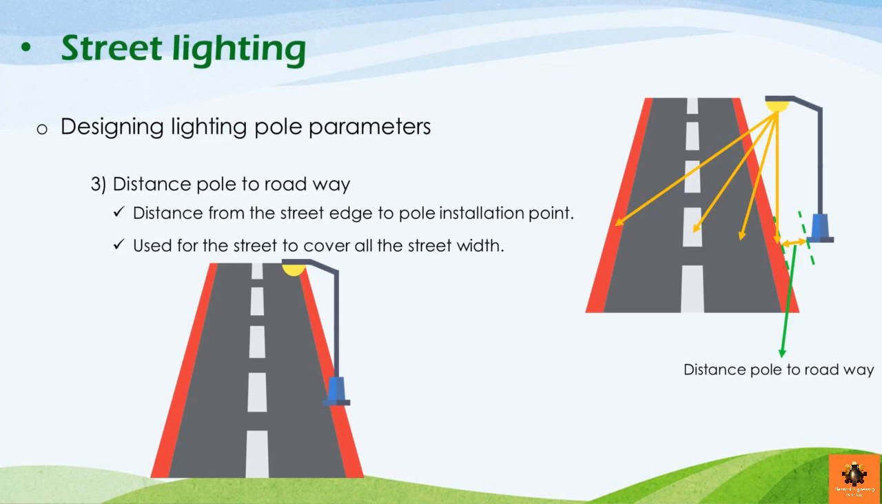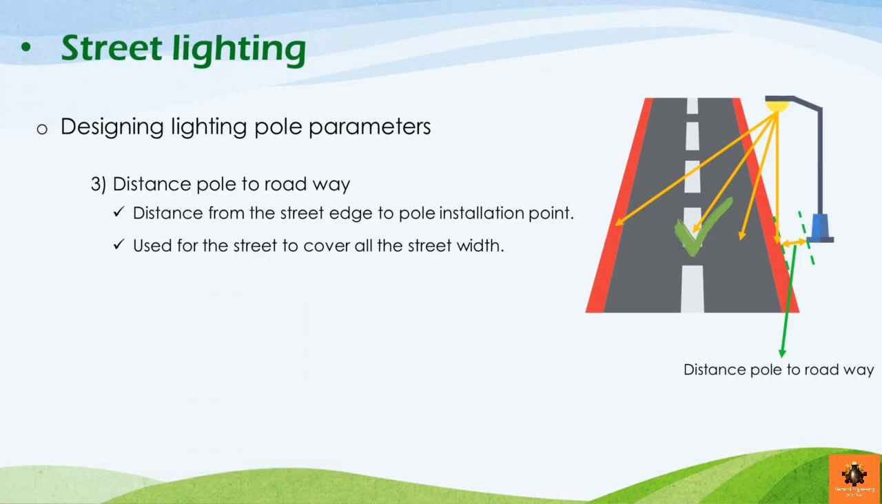But suppose the other case, at which the pole installation point starts from the starting edge of the street. In that case, the offset of this arm will make the lighting cover only a distance of the width of the street, while another distance will be uncovered or will have a lower illumination. So this will be a wrong design, at which the distance pole to roadway equals 0. While this design on the right will be a correct design, at which the distance pole to roadway equals a considerable distance to cover all the street width.